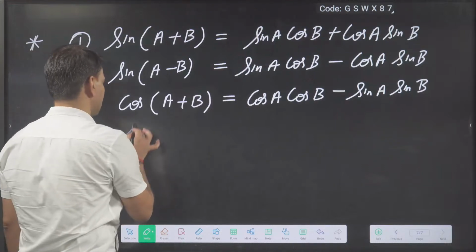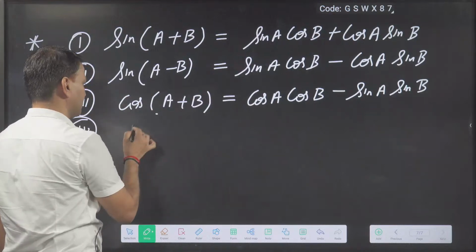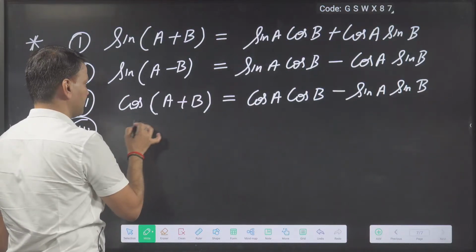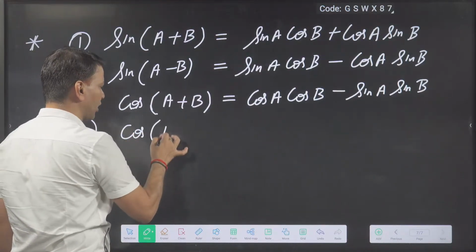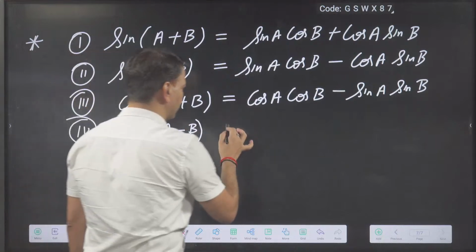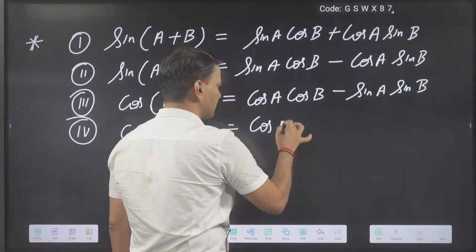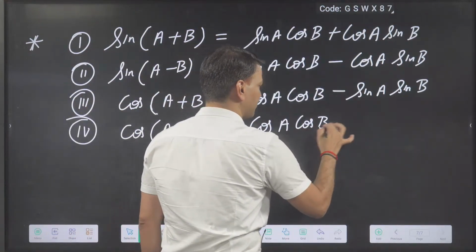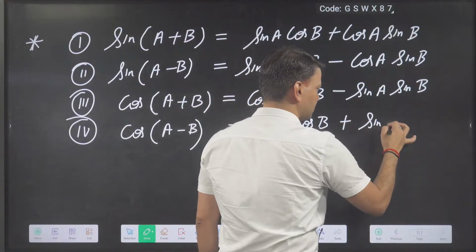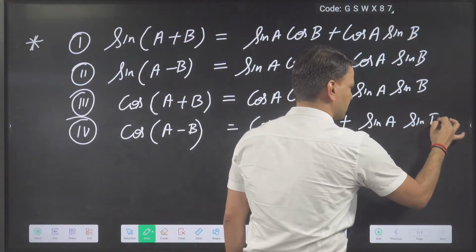Number 4. Cos A minus B, now the angle is small, so the value will be more. Then what we will write here? Cos A cos B plus sin A sin B.